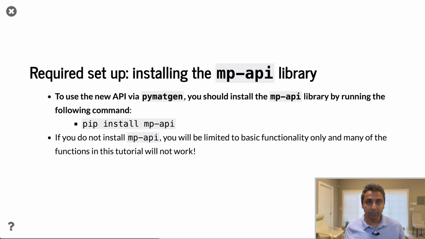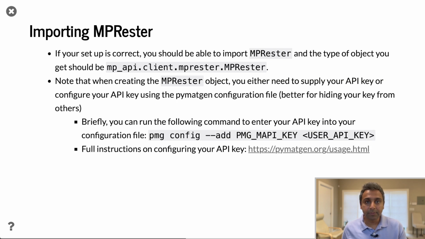The next step is that you do have to install the mp-api Python library. If you just have pymatgen installed, you do have to install this library as well. The easiest way is to just pip install mp-api. Okay, so with those 2 things, we can start to import MPRester and make sure everything works as intended.